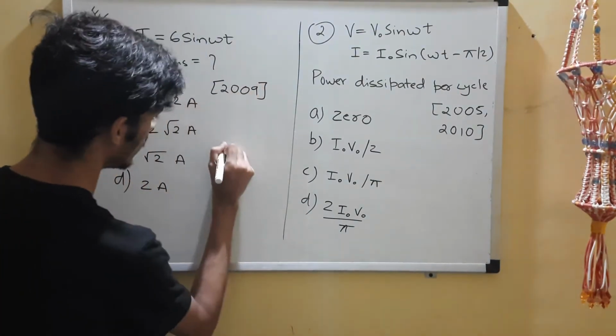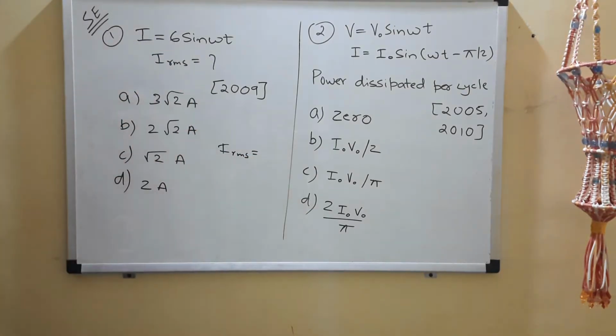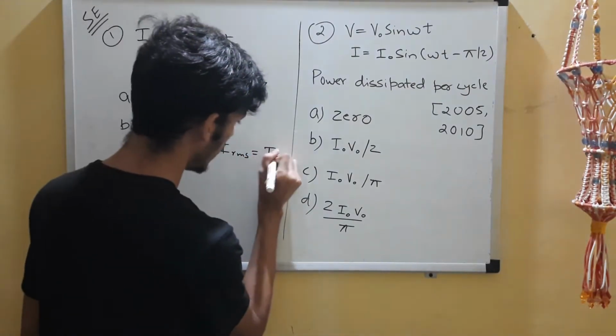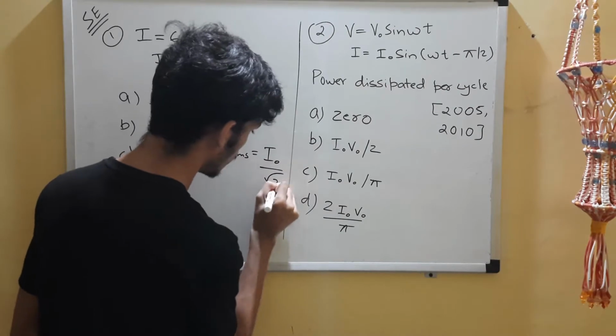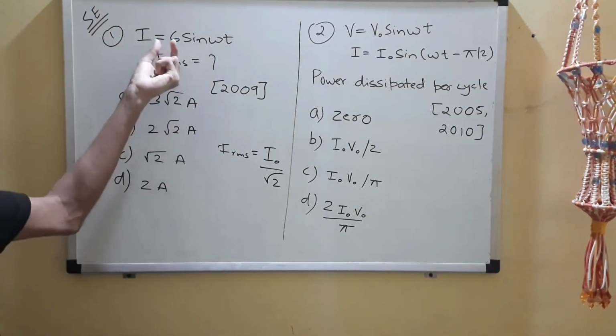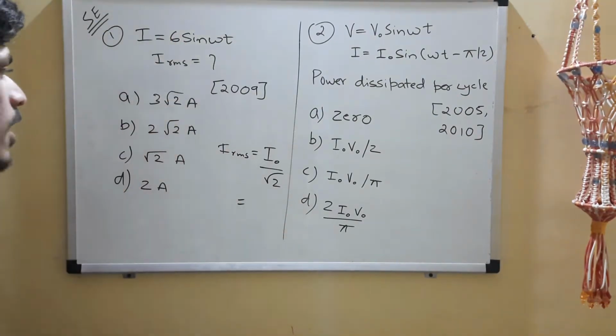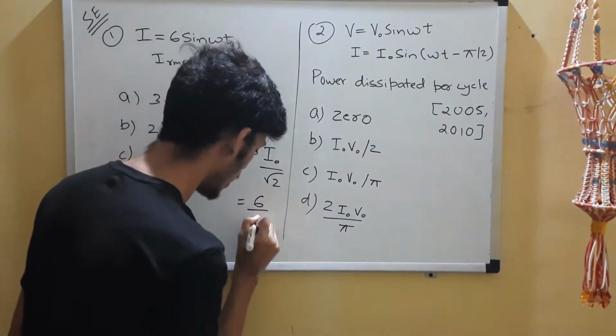For a sinusoidal equation, the RMS value is given as I naught by root 2, where I naught is the peak current. The peak current over here is 6, in the form I naught sine omega t. So I naught, the peak current, is 6, so 6 divided by root 2.